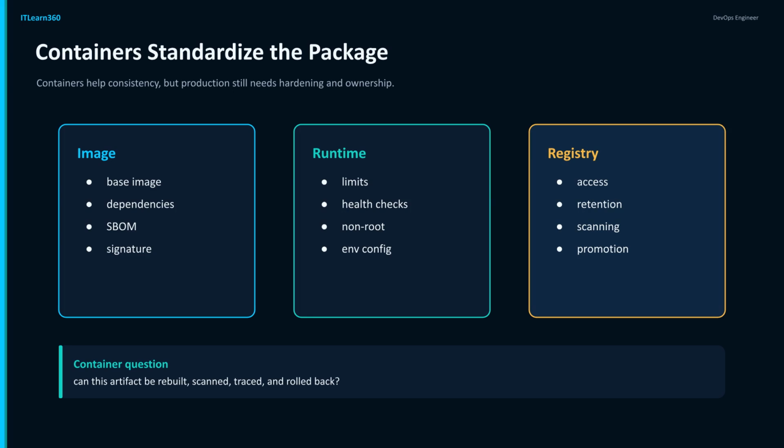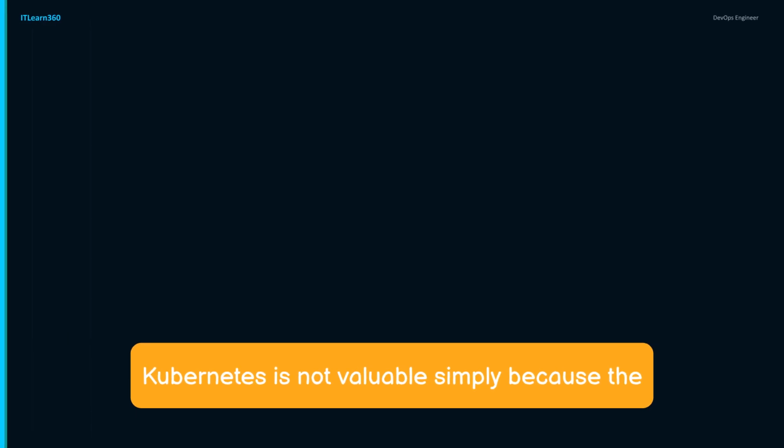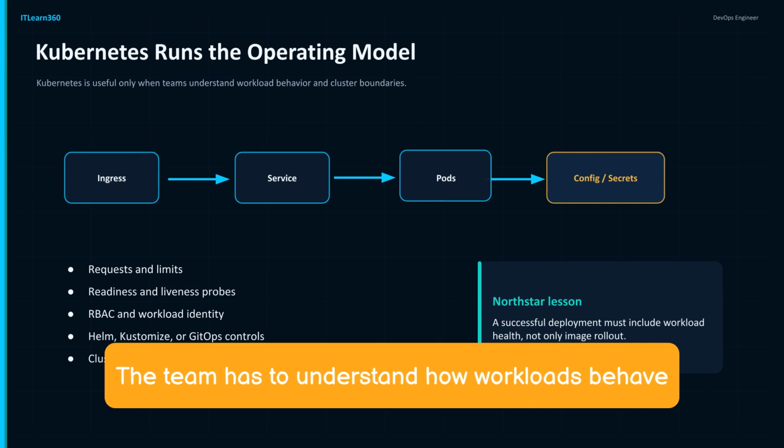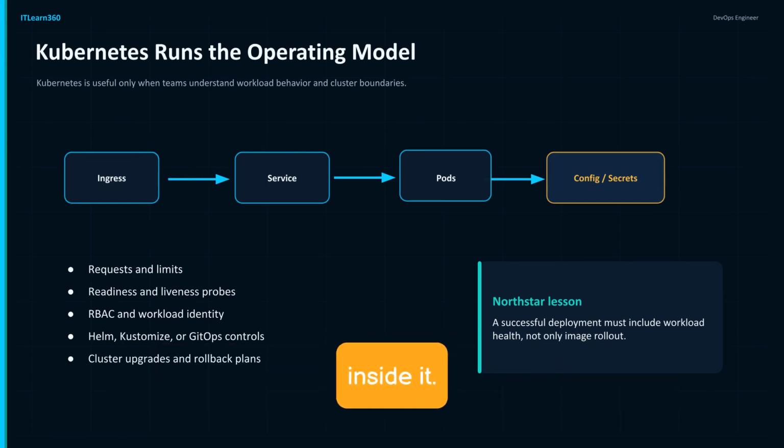As containerized systems grow, Kubernetes often becomes the operating layer that manages these workloads and their health. Kubernetes is not valuable simply because the company has a cluster. The team has to understand how workloads behave inside it. Traffic may enter through ingress, move to a service, and reach pods that depend on configuration and secrets. Requests and limits affect scheduling and stability. Readiness and liveness probes influence whether traffic is sent to a workload. RBAC and workload identity affect security.